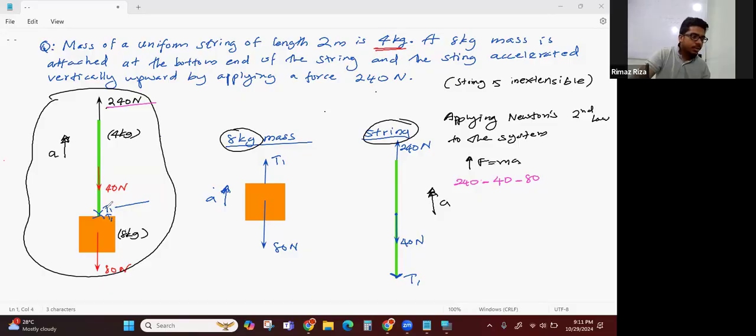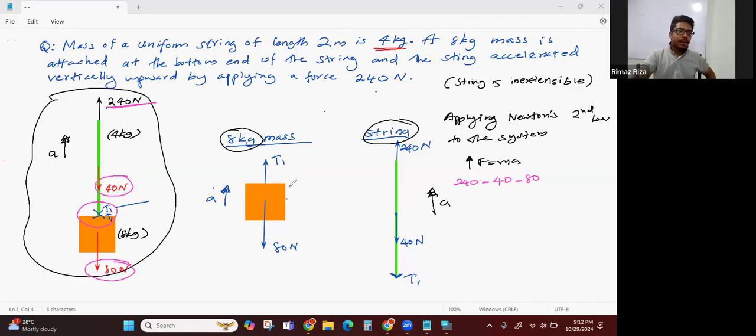But the tension is an internal force pair. It is not an external force to the system. If I consider this mass alone, tension is an external force for it, and for this string, this tension is also an external force. But if we consider this entire system, they are internal force pairs. So only the external forces count: the applied force 240, the gravitational attraction on this string 40 Newton, and on this mass 80 Newton. The tension is an internal force to the system.